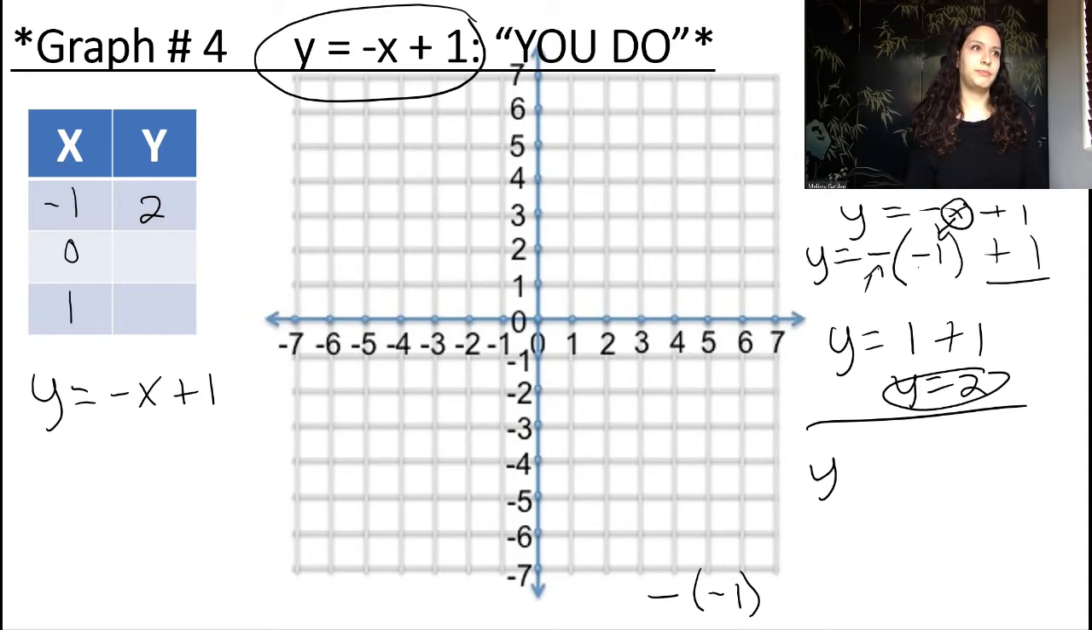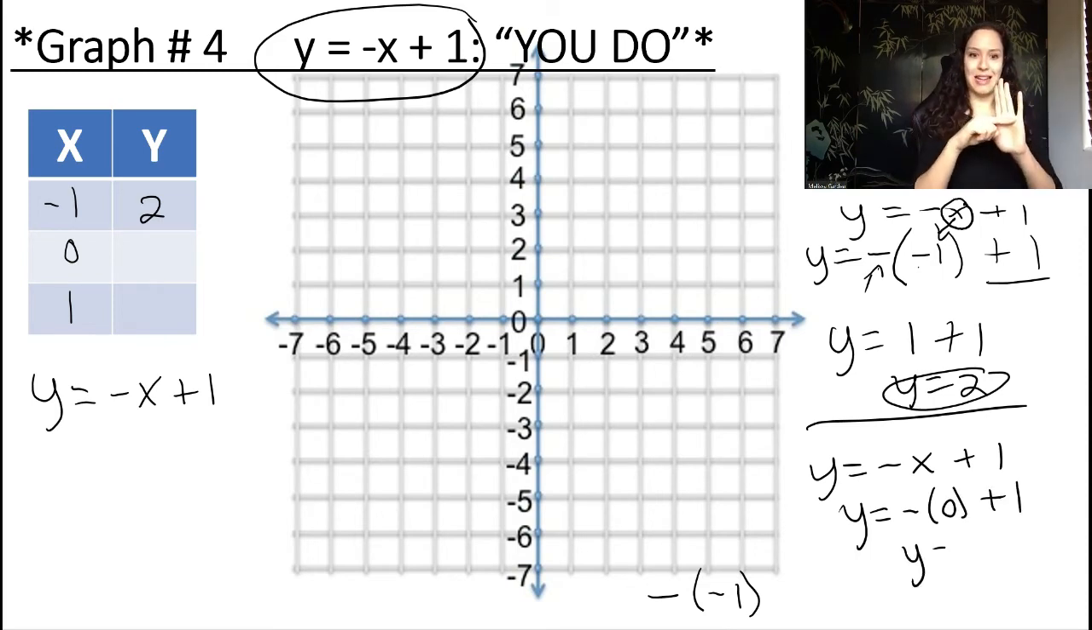Now y equals negative x plus 1. So y equals negative 0 plus 1. Negative 0 is just 0, plus 1. y equals 1.